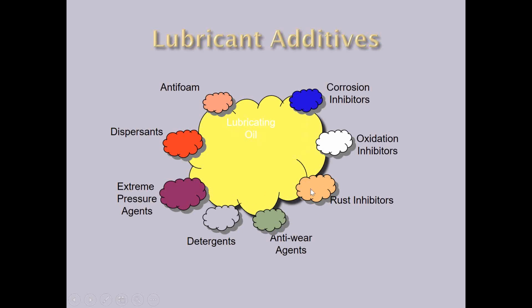Rust and corrosion inhibitors. They're in there. They lay down an extra surface on the component to keep moisture from getting to it, to keep your internal components from rusting. And then all your lubricants have oxidation inhibitors. All your petroleum-based lubricants have oxidation inhibitors, which keep the oil from oxidizing, extending the life of the oil.